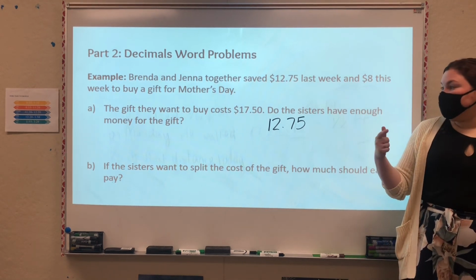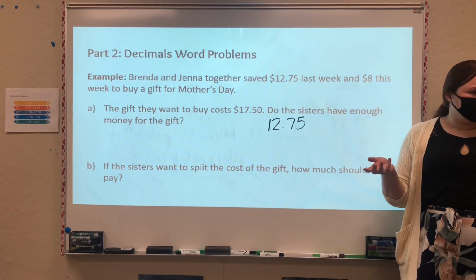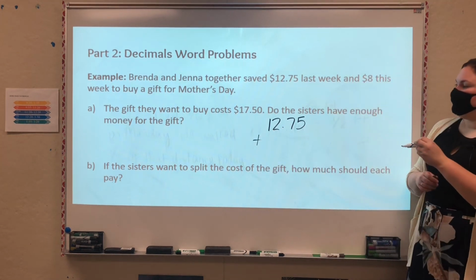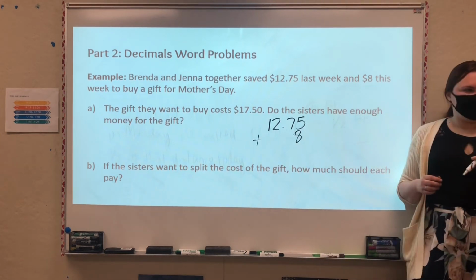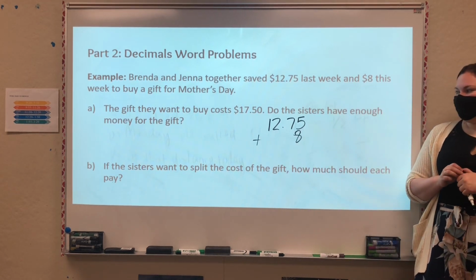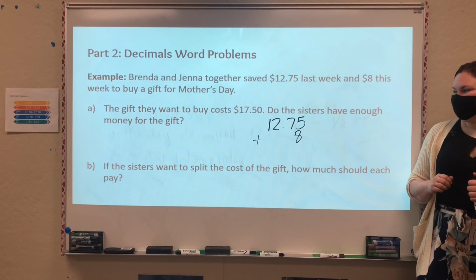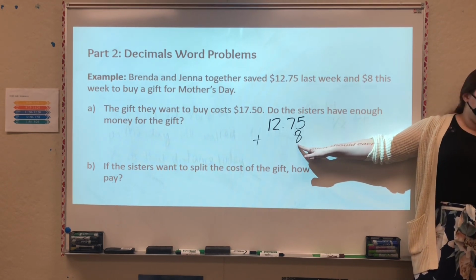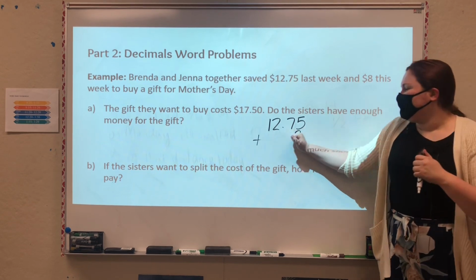So I hear you saying total. What type of math do I want to do? Add. I'm adding $12.75 and $8. Nope, what's wrong with that? Because there needs to be 2 decimals after the 8, so it needs to be 8.00. What does it mean if I put the 8 there? That's just 8 cents.